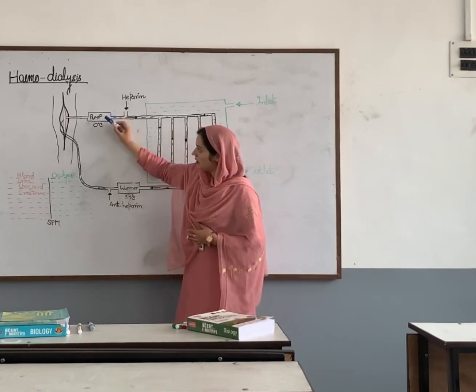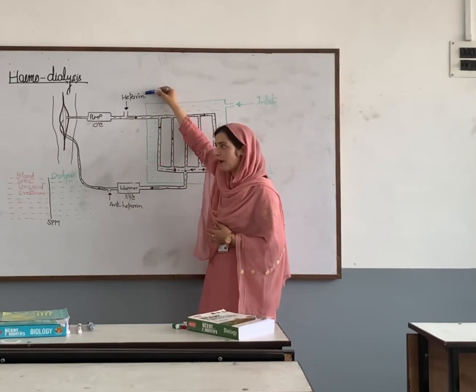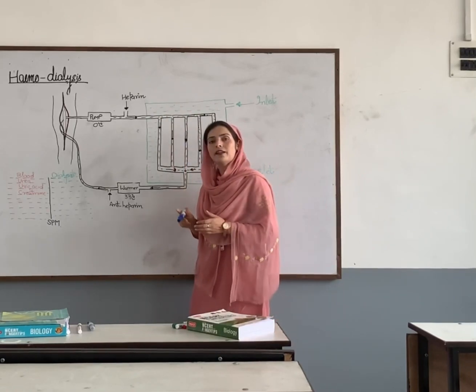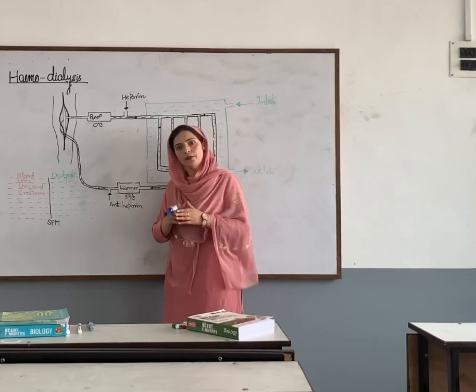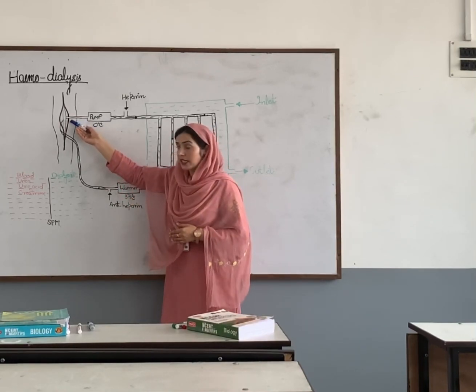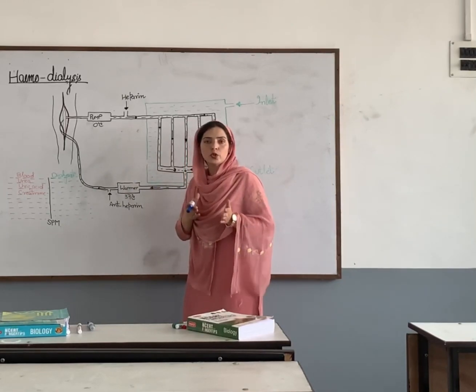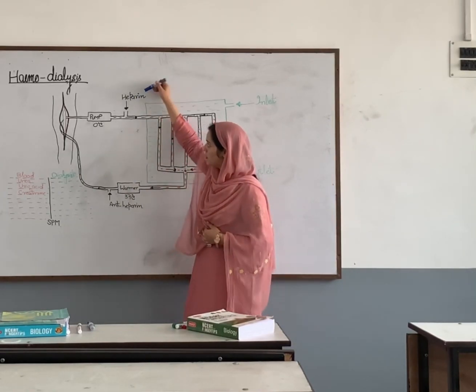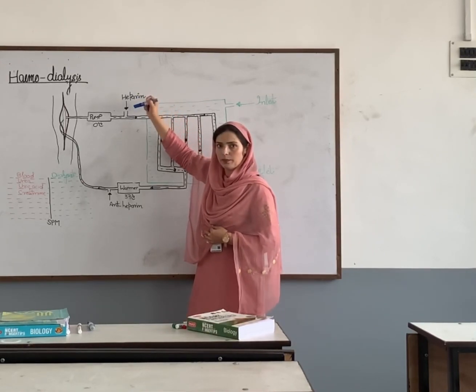Now, once the temperature of the blood is lowered, a substance called heparin is introduced into the blood. Heparin is an anticoagulant which functions to prevent the blood from clotting. Since the blood is taken out from the patient's body, it's very likely to clot. So, to prevent it from clotting, heparin, which is an anticoagulant, is added to the blood.